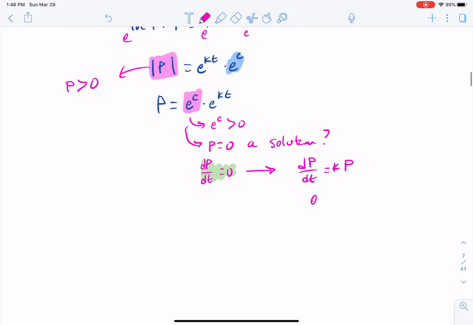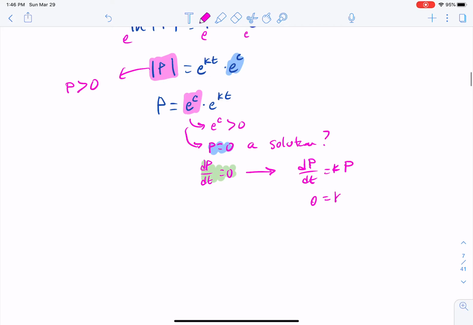So 0 is equal to, and now finally in the place of p, we'll put another 0, equals k times 0, which leads to the conclusion that 0 is equal to 0, which most of the time is true. Most of the time. All of this to say that p equaling 0, a population of 0, fits this differential equation.